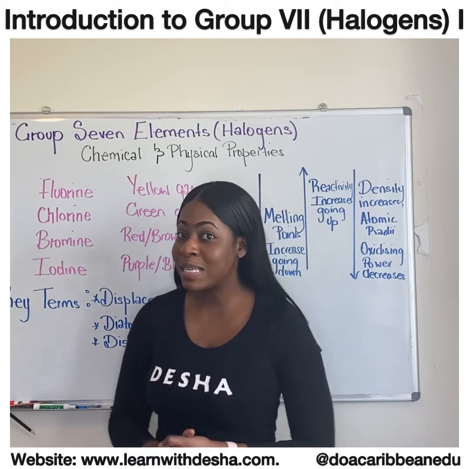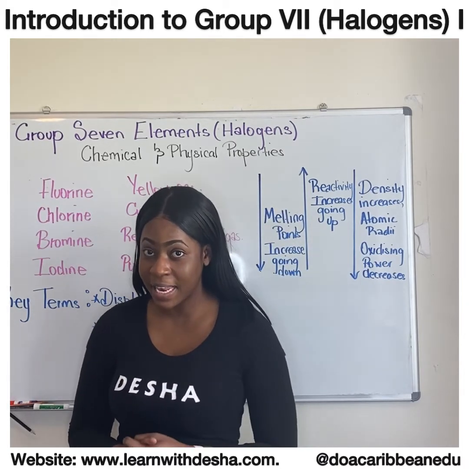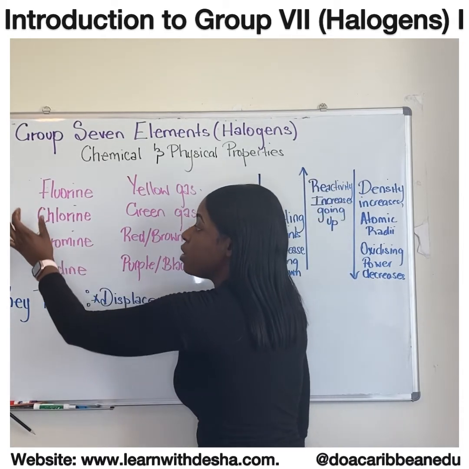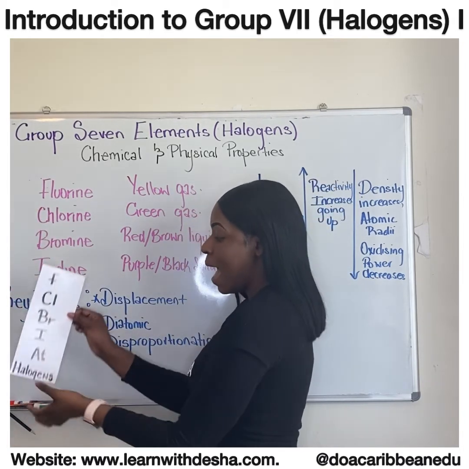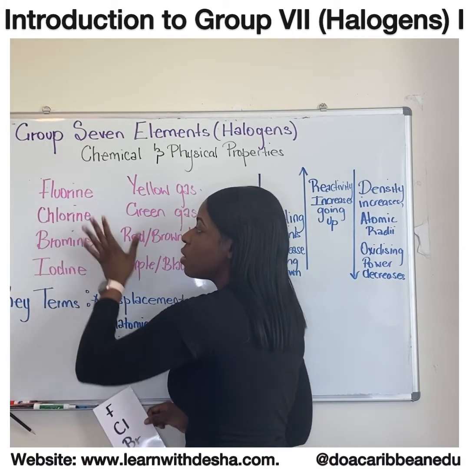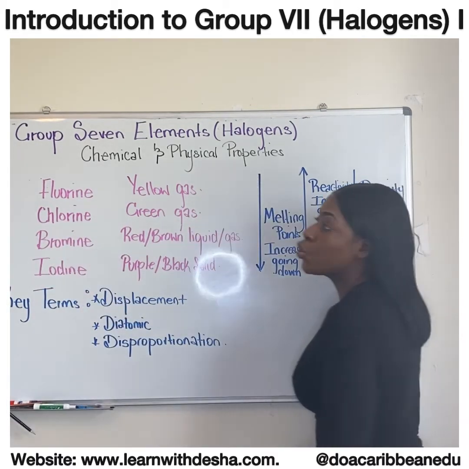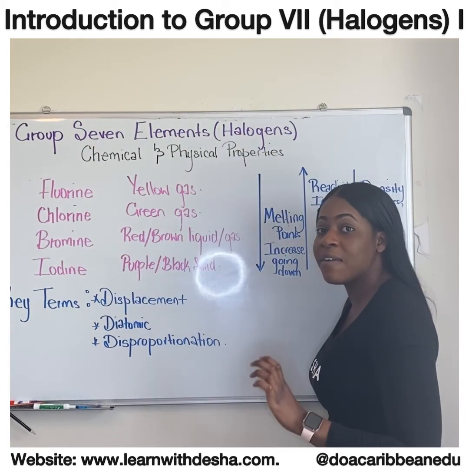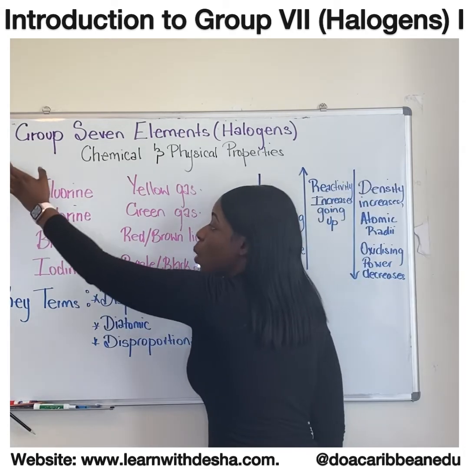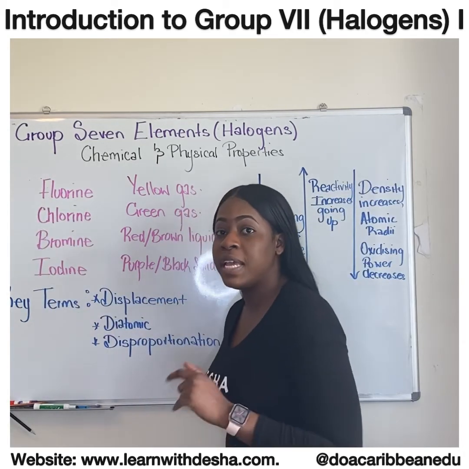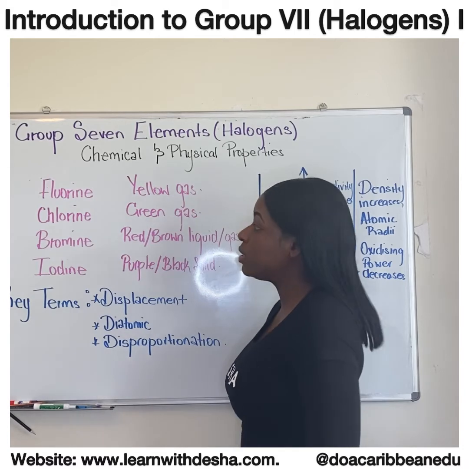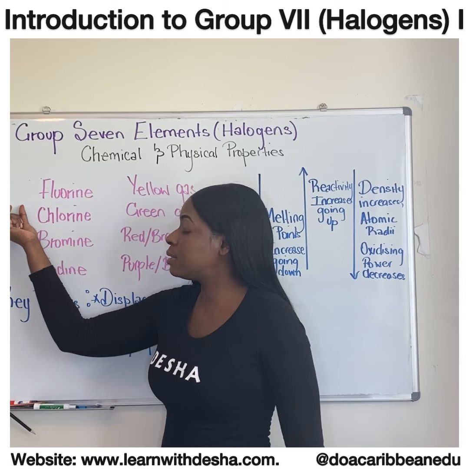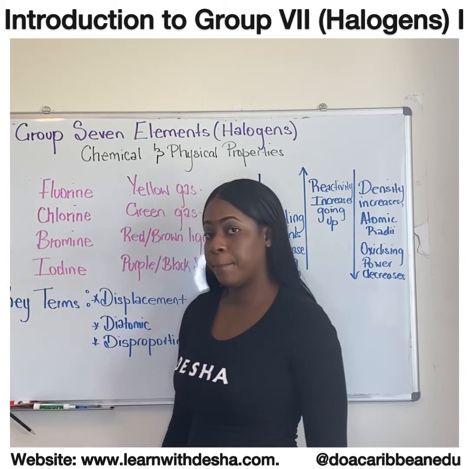So let's summarize the properties of group 7 elements. There are 5 elements in group 7: fluorine, chlorine, bromine, iodine, and astatine, but we're only focusing on 4 for our exam. So group 7 elements are called halogens. They have 7 valence electrons. As we go down the group, the color of the halogens gets darker. Also notice that as we go down the group, the states change from gas to liquid to solid.